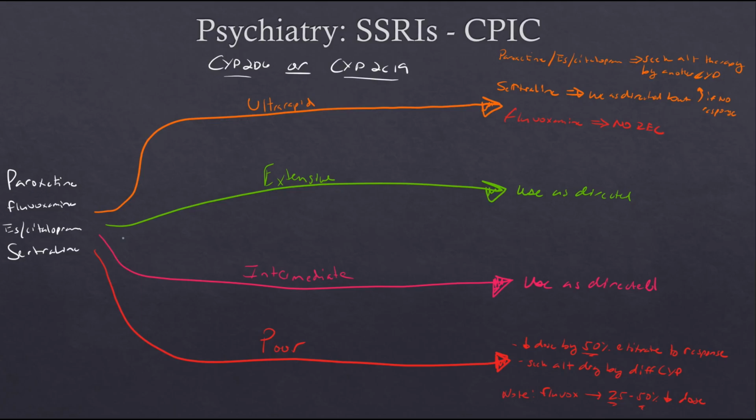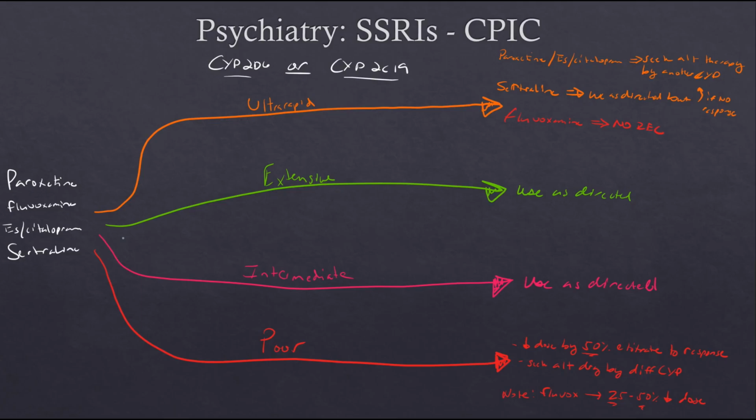So in summary, what we saw here with SSRIs with the CPIC guidelines are that if you're an ultra-rapid metabolizer, you're going to seek alternative therapy if you wanted to use paroxetine, S-citalopram, or citalopram. If you wanted to use sertraline and you're an ultra-rapid metabolizer, you would go ahead and use it.